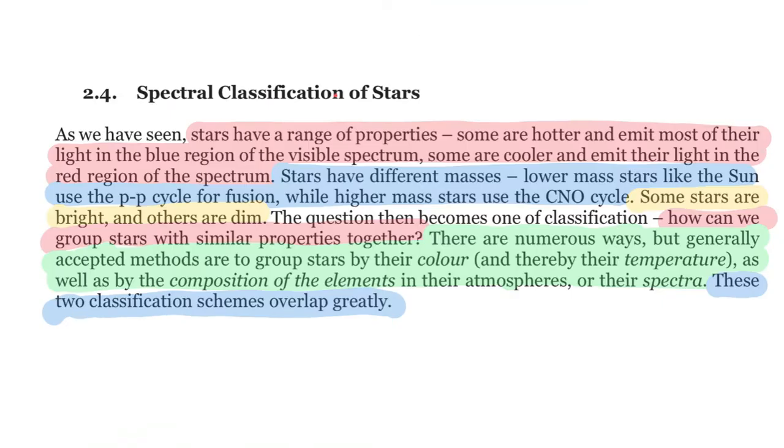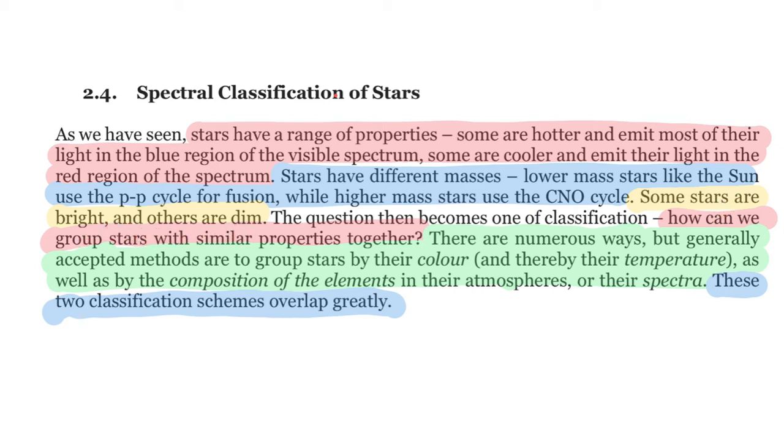So let's first look at spectral classification of stars. So as we've seen, stars have a range of properties. Some are hotter and emit most of their light in the blue region of the visible spectrum. Some are cooler and emit their light in the red region of the spectrum. We've also seen that stars have different masses. Lower mass stars, like the Sun, use the proton-proton cycle for fusion, while higher mass stars use the CNO cycle. We've also seen that some stars are bright and others are dim.